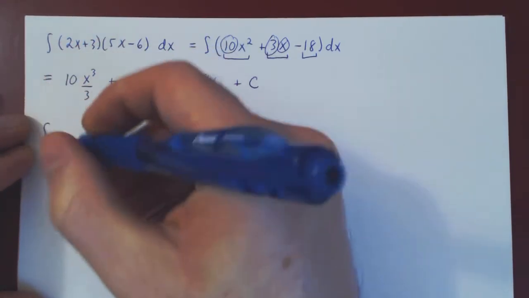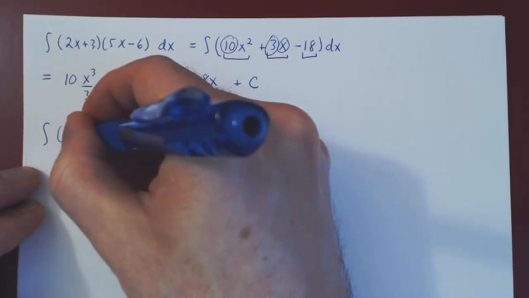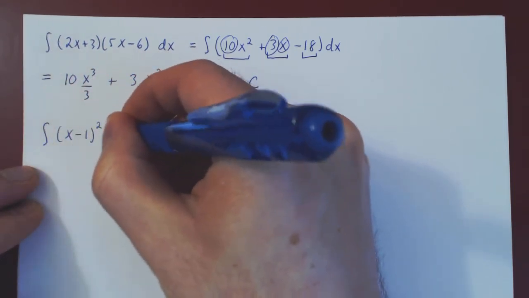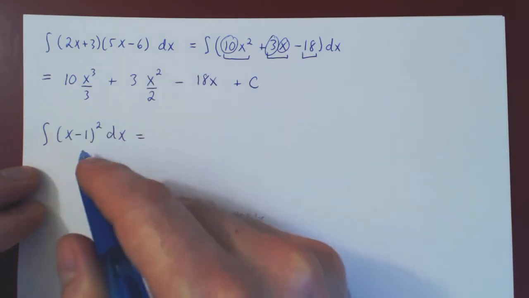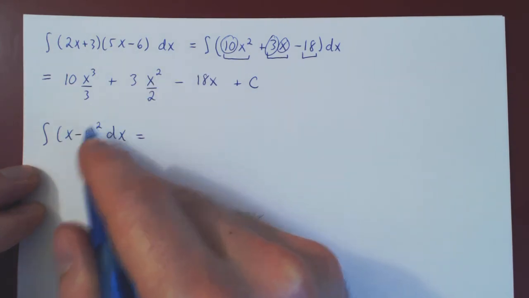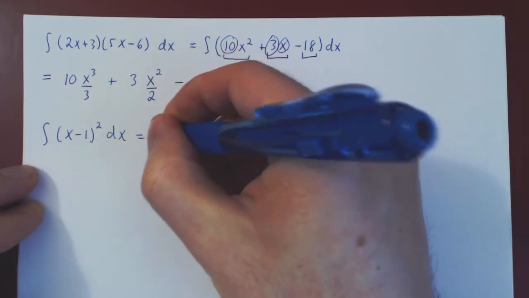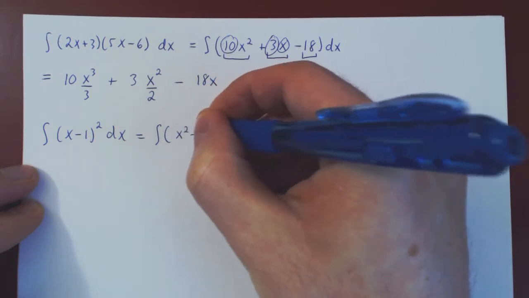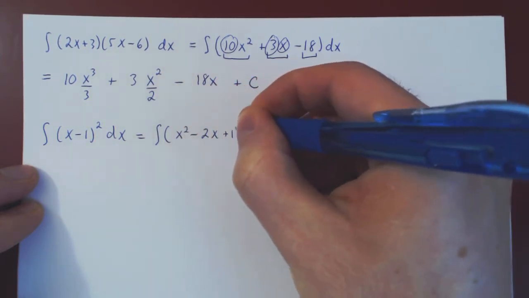Of course, if I gave you something like this, say x minus 1 squared, you can play the same game. X minus 1 squared is x minus 1 times itself. So if you do multiply out, you'll get x squared minus 2x plus 1.